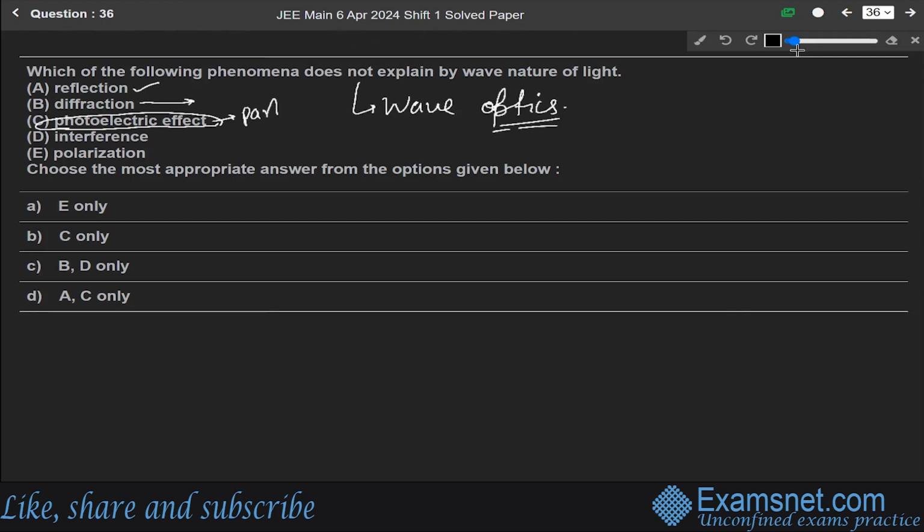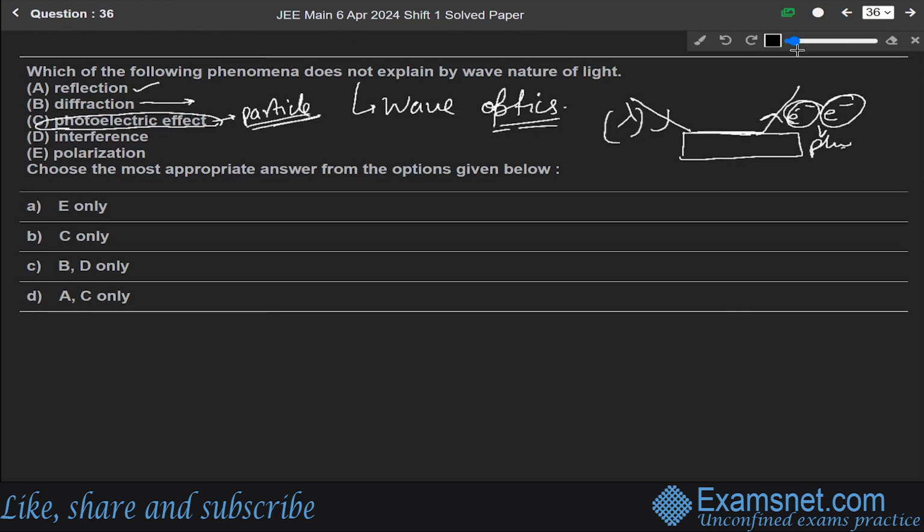Whenever light falls on the surface of a metal and electrons are ejected from it, it explains the particle nature of that radiation of light having wavelength lambda, which is falling on the surface of the metal and ejecting electrons which we call photoelectrons. So this resembles the particle nature of light.